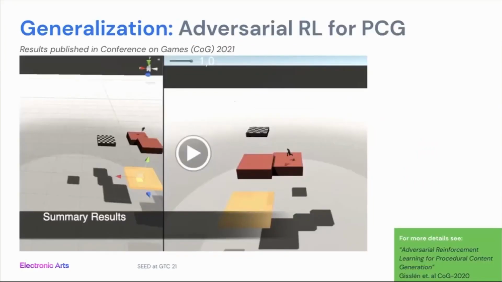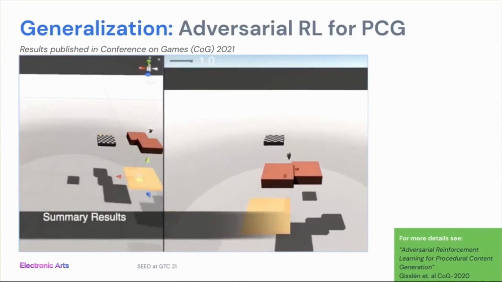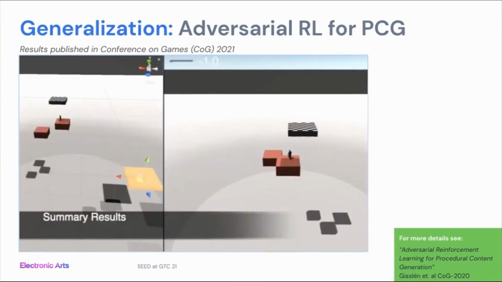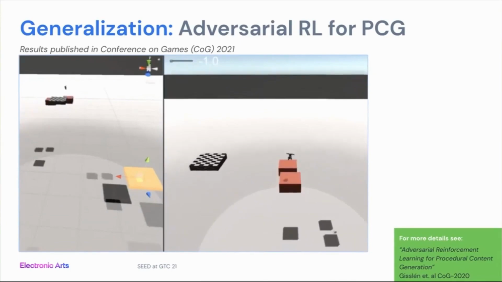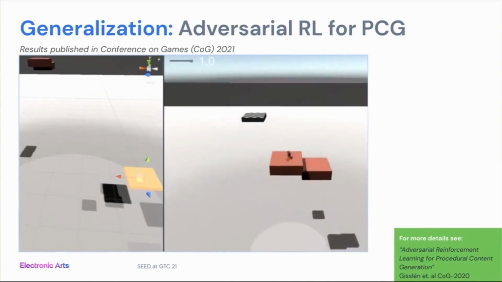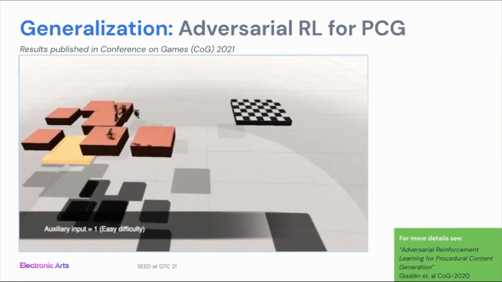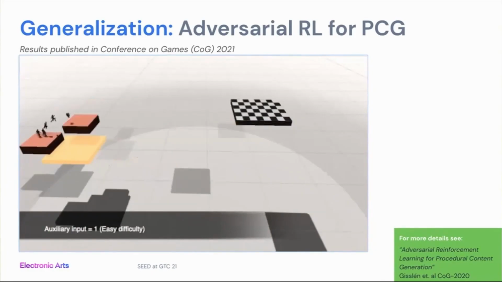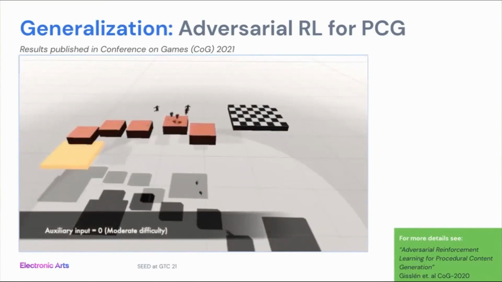So to show some results on this, I have a video here. This shows the generator making the blocks and the solver trying to solve, and their common goal is to get to the checkerboard. And we switch the auxiliary input. The auxiliary input -1 means difficult, and +1 means easy. You see that changing up in the middle of the screen, and here you can see it. So here we start with an auxiliary input of 1, meaning easy. The blocks become big, and the jumps short.